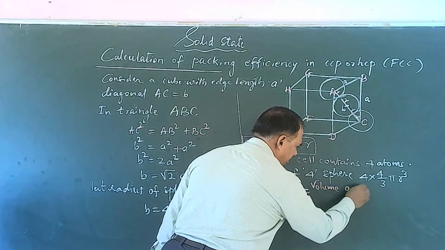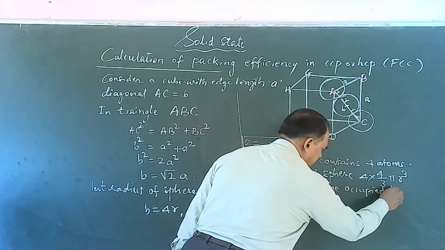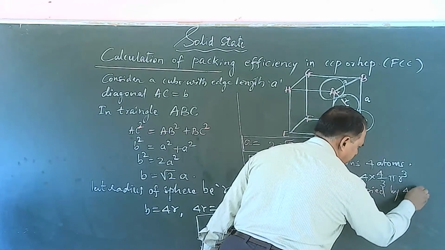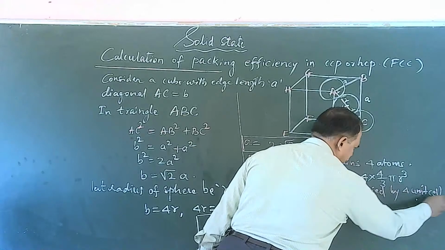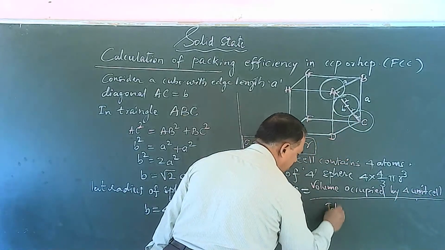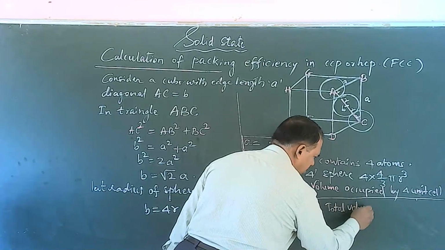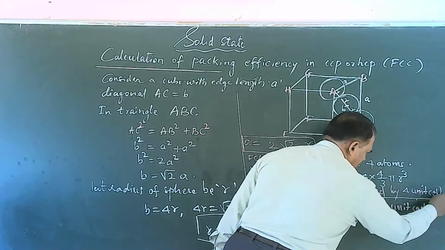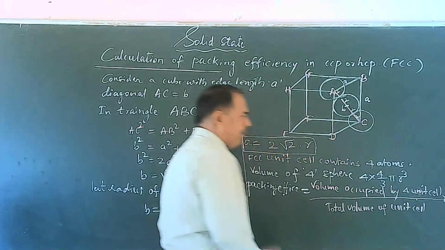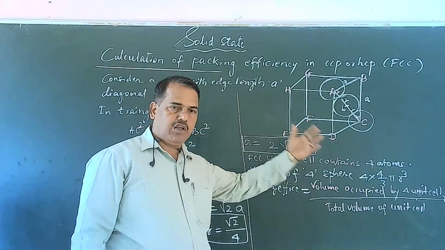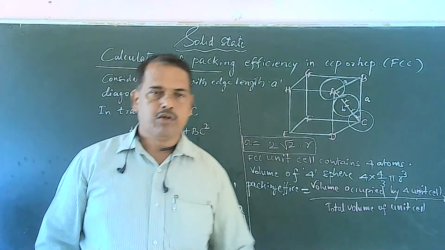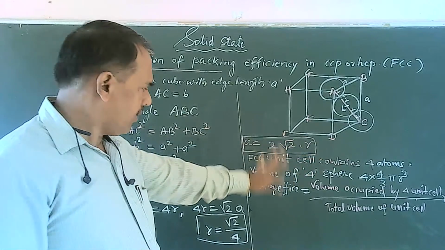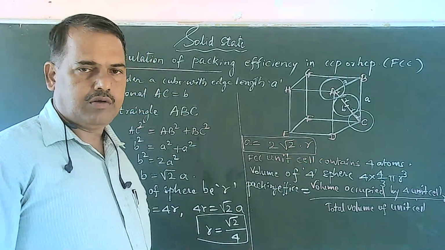Volume occupied by 4 spheres in a unit cell divided by total volume of unit cell into 100. Packing efficiency is nothing but the percentage of space filled by the particle. So therefore it is volume occupied by 4 spheres divided by total volume of the unit cell.